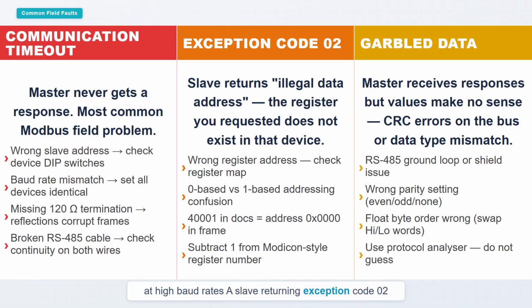A slave returning exception code 02 means the register address does not exist in that device. Check the register map. Exception code 04 means the slave detected an internal error. Mixed baud rates on a multi-drop RS-485 bus will cause random failures that are very difficult to diagnose without a protocol analyzer. Always configure all devices on the same bus to identical baud rate, data bits, parity, and stop bits.